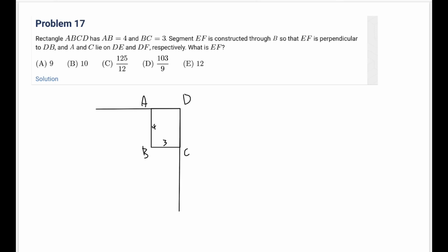And so EF has to be perpendicular to DB, right? So if we put in DB, this is DB, and this has to be perpendicular to that, right? So it would be something like this. Yes, like that.